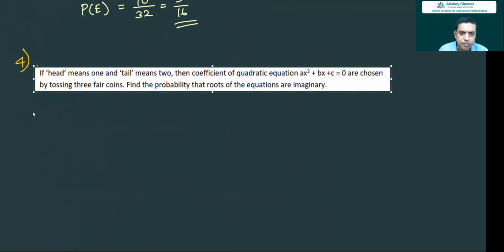If head means 1 and tail means 2, then the coefficients of the quadratic equation ax square plus bx plus c equal to 0 are chosen by tossing 3 fair coins. Find the probability that the roots of the equation are imaginary.